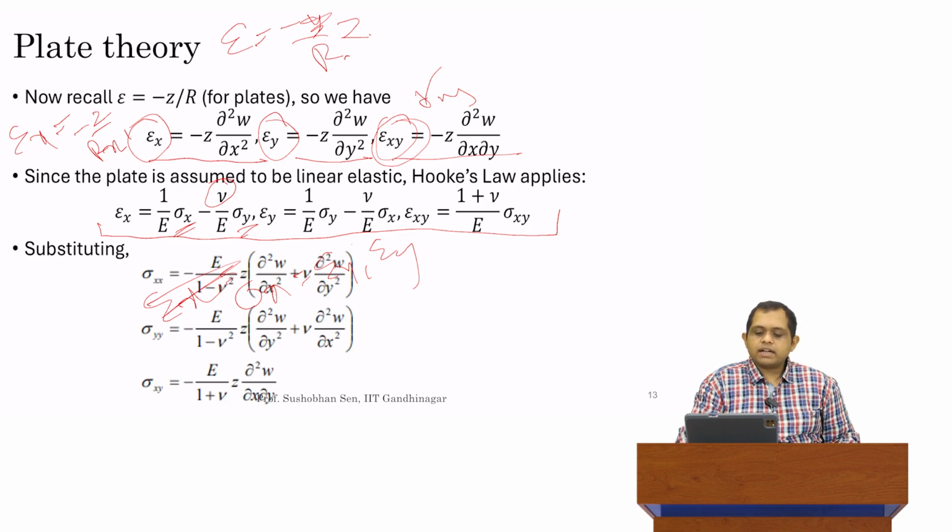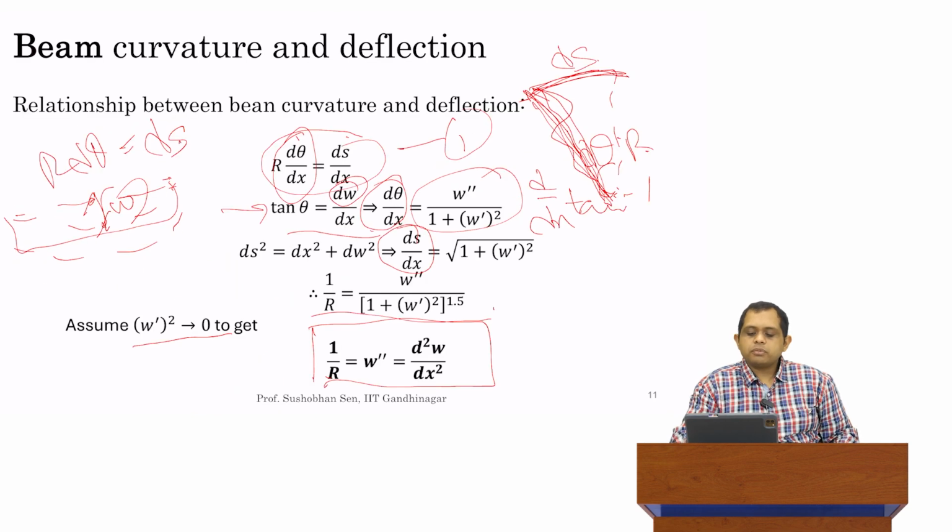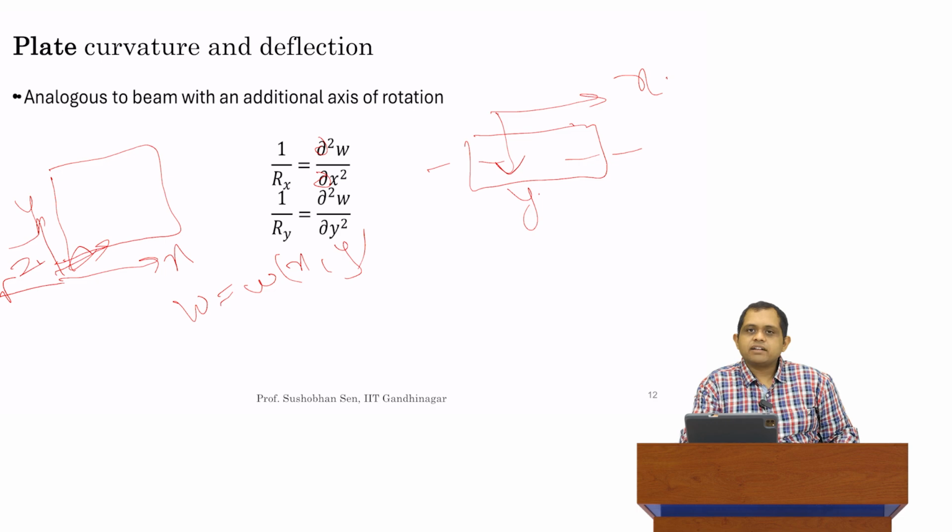If I do that, I will end up getting this equation, which is highlighted over here: sigma x is minus E over 1 minus nu square, z into this term over here. Similarly for sigma y and similarly for sigma xy. So again, to summarize, the way we did this was, first of all, we established the relationship 1 over r, is equal to 1 over rx, is equal to the second derivative of w with respect to x. Similarly for 1 over ry.